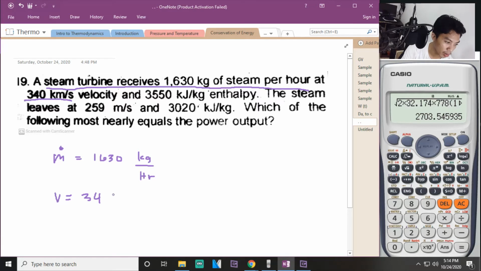Ay, hindi. Meters per second lang yan. 300. Tanggalin mo yung K. Mali yan. So, that is meter per second. Kaya nagtaka ako eh.